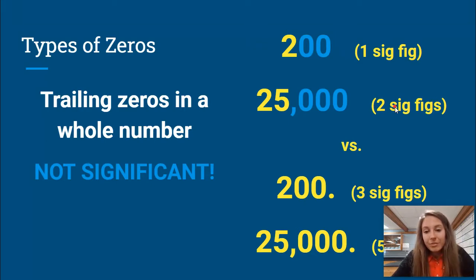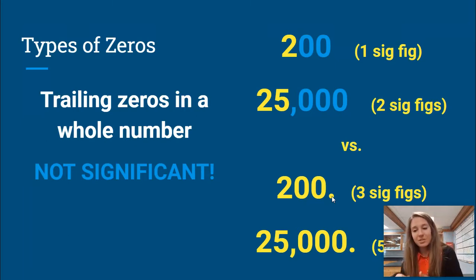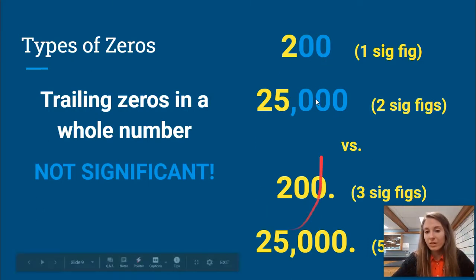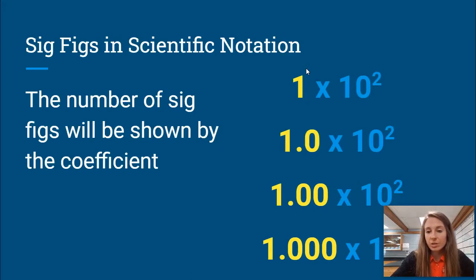However, if you put a decimal after the zeros, so 200 and then the decimal, this decimal automatically makes those zeros significant. Likewise with 25,000, if you put the decimal after the zeros, it makes the zeros that come before it significant, but only if the decimal is there. If you have a whole number like this with zeros, the best way to report it is in scientific notation.